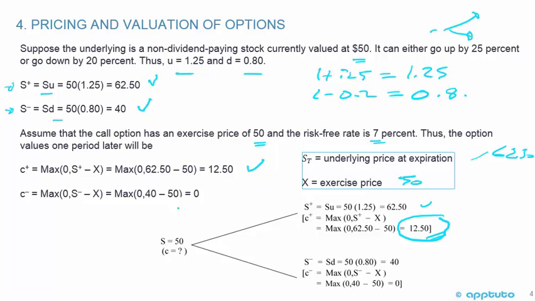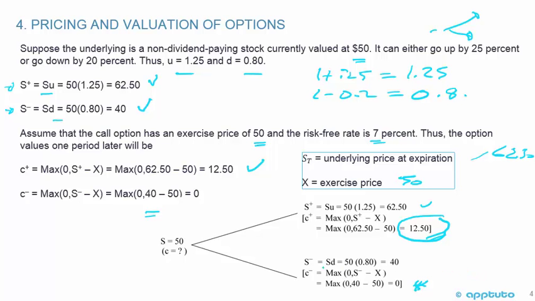Now on the downside, we can see that the underlying price at expiration is below the exercise price. So why, if I have the right but not the obligation to buy at 50, why would I buy it at 50 when the market price is 40? Okay, so we can see we're going to let the option expire, and the value is 0 because the maximum is 0, or in this case 40 minus 50, that's a negative.